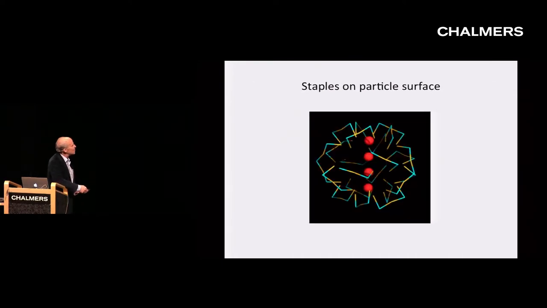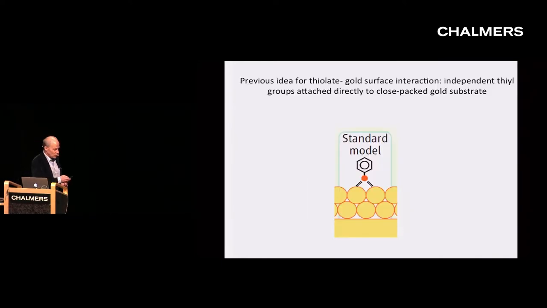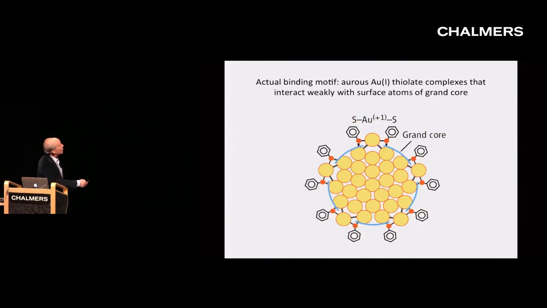So rather than a self-assembled monolayer that used to be thought to cover gold surfaces, there is actually the remnant of the gold thiolate polymer from which the particles were originally derived that coats the surface. The original idea was of thiol moieties that interact independently and directly with the gold surface, but instead what we have are these gold 1 or aurous thiolate complexes that form the polymeric coating that surrounds the central particle.